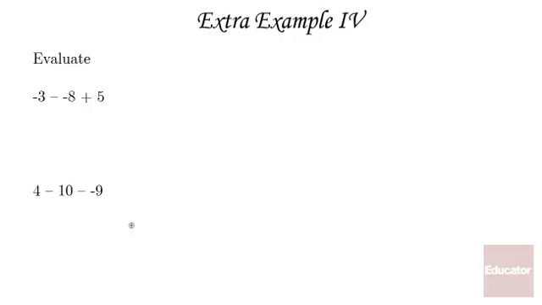Okay, the last couple examples. Here we have negative 3 minus negative 8 plus 5. So the first thing I want to do is negative 3 minus negative 8. I want to solve this first. But I have a minus. Remember, we want to change our subtraction problems to addition problems, and we do that by using the two-dash rule.